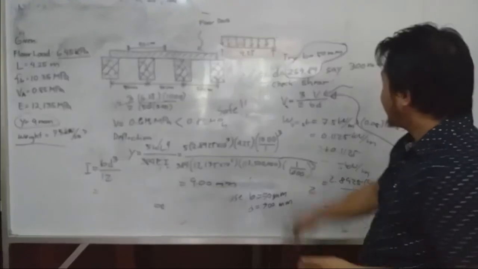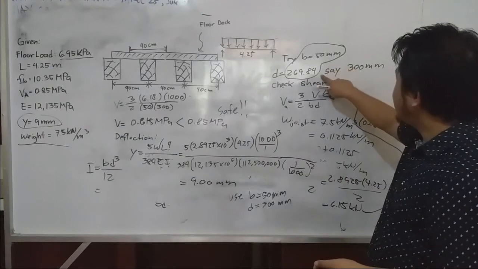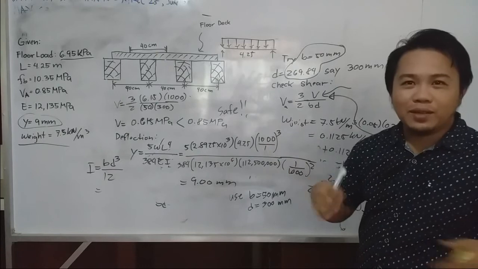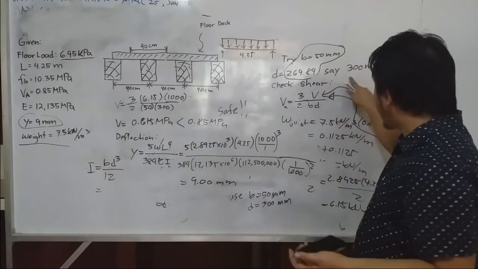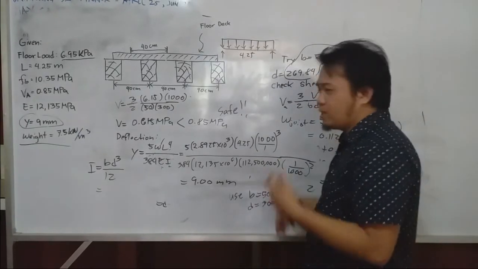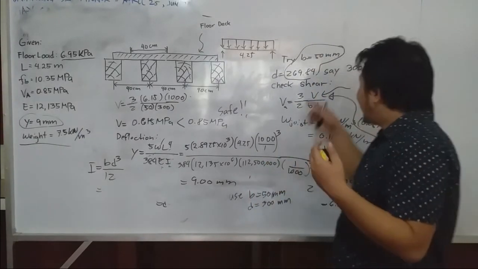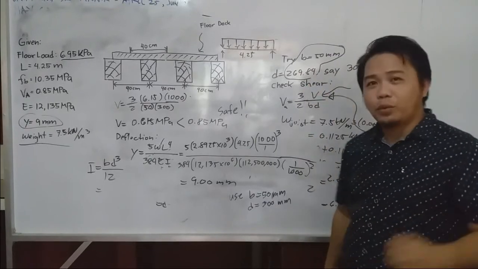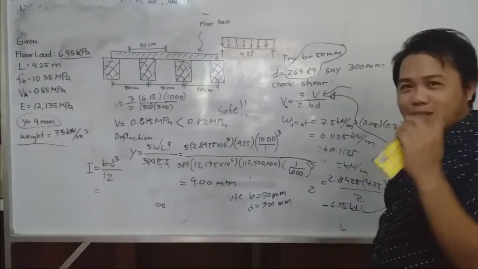But for an assignment for you, try if the dimension is 50 by 269. So what will happen? Another thing: if we did not adjust from 269 to 300, what will happen to our design? Is it safe to use 50 by 269.84 or not? So that's the assignment for you.